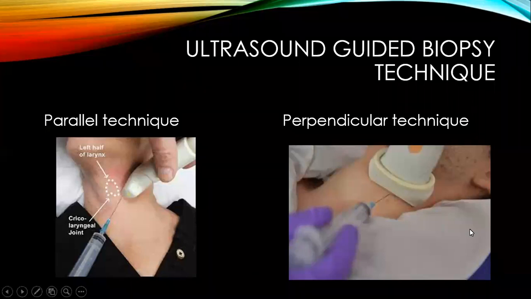Then we can also use the perpendicular technique, where the needle is placed in the middle and it points directly above the nodule, and it's directed straight into the nodule. So on ultrasound, we only see the tip of the needle instead of the entire shaft. However, this requires someone who has more skill, and you need to understand the spatial relationship between your nodule and your needle so that you can direct the needle into the lesion.